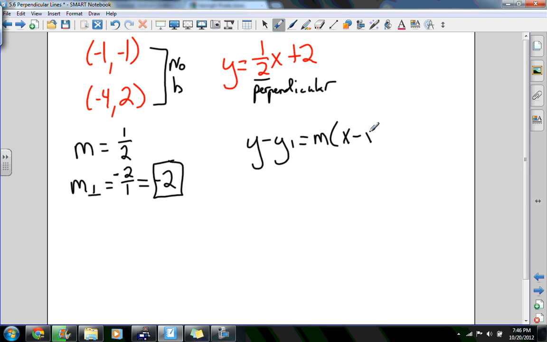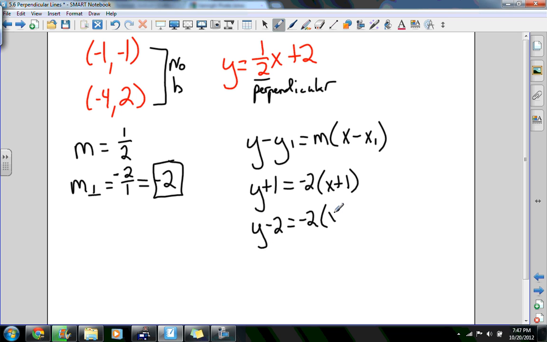This stuff doesn't go away in algebra. It just keeps haunting you day after day. So there's two equations you could do. I'll do the top one. Y plus 1 is equal to negative 2 parentheses x plus 1. Or you could do the bottom. Y minus 2 equals negative 2 parentheses x plus 4, because it's a negative 4. Both of these are good. Two steps on every problem: you have to find the perpendicular slope right there, and then figure out which equation you're going into.